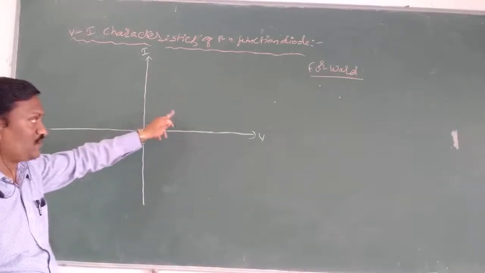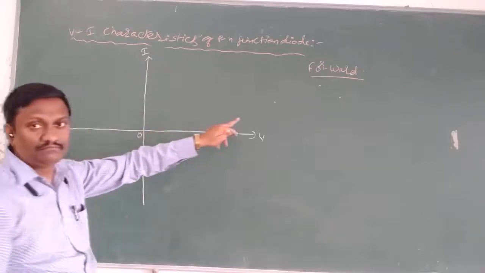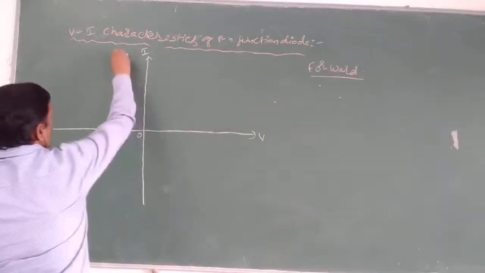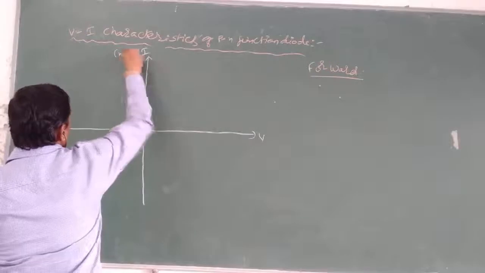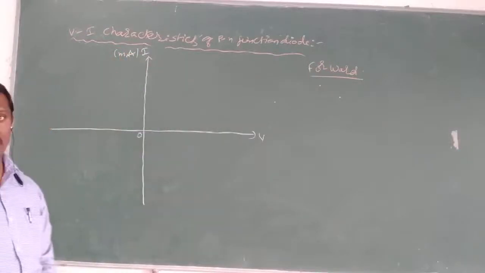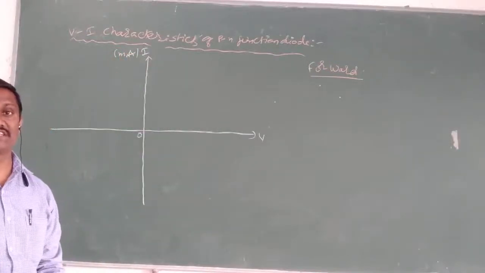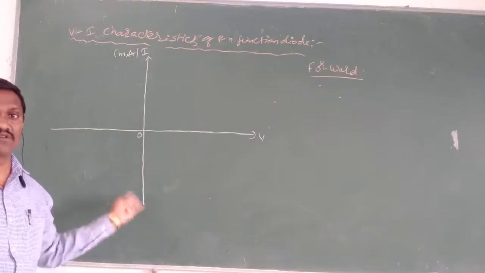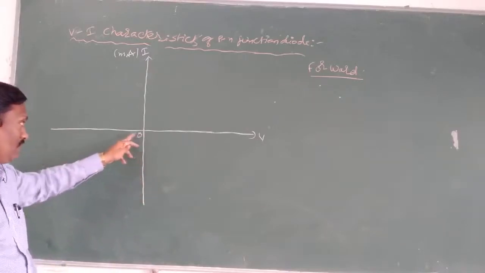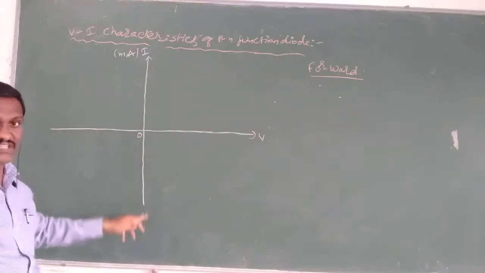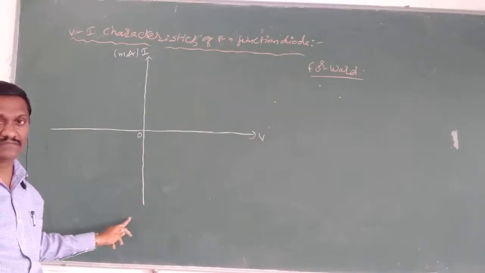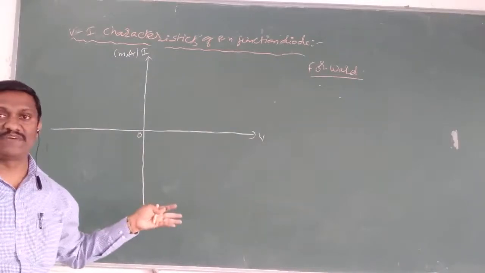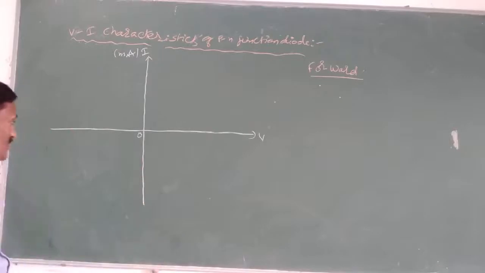In forward bias, voltage is taken in volts, and the current produced is in the order of milliamps. Next, the reverse bias VI characteristics is always drawn in the third quadrant. In the third quadrant, the x value is negative and the y value is also negative, because reverse bias means voltage is negative and current is also negative.